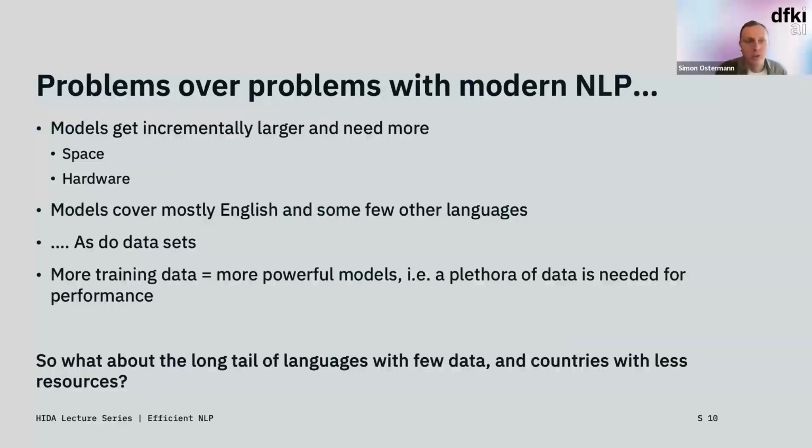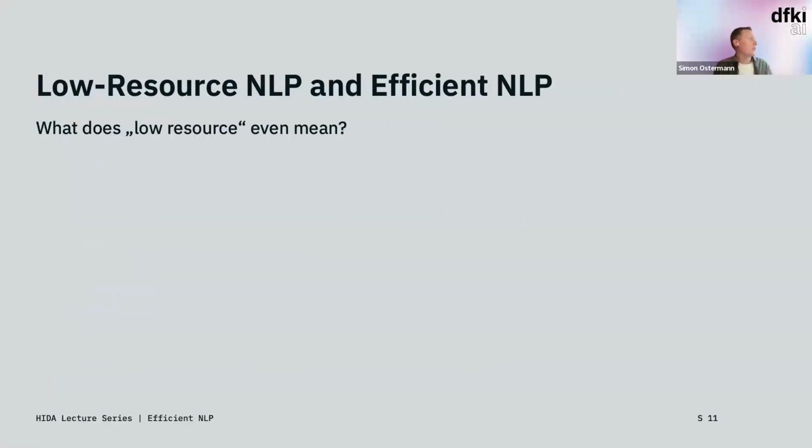So there's problems over problems, right? Models get incrementally larger. They need more space. They need more hardware. And they also need more data. They cover mostly English so far because that is just where we have the data, and some few other languages. And we don't have data for these low resource languages, which is a problem because research has shown that more training data basically means more powerful models. That means we need a plethora of data for the performance that we are expecting from large conversational models. But what about a long tail of languages with very few data and countries with less resources, for example? Well, this is where low resource and efficient NLP are trying to come to the help.